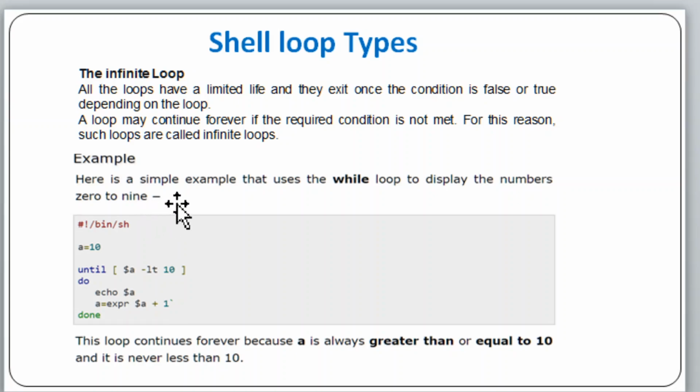So here's an example, a simple one, that uses the while loop to display the numbers 0 to 9. We have our hash bang, and we have this variable a equals 10. So until a is less than 10, do echo variable a. We set a equal to the expression a plus 1. Done. This loop will continue forever because a is always greater than or equal to 10, and it's never less than 10. So this is never going to finish, right? And this is an until loop. Remember, those go until it becomes true, and this will never be true.